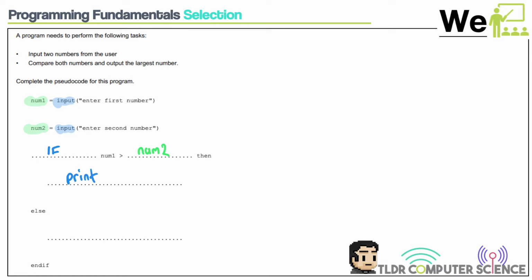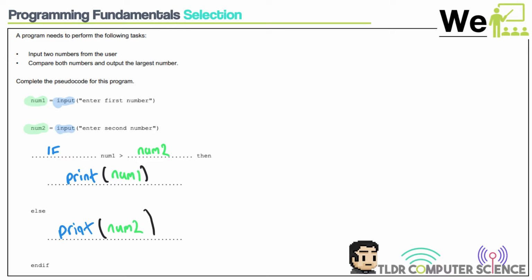If num1 is larger than num2, which is the larger one? That's right, it will be num1. So print num1. Else. So to get down to this line, it would mean that num2 must be larger than num1. My apologies. In which case, we need to print out that it is num2. There we go.